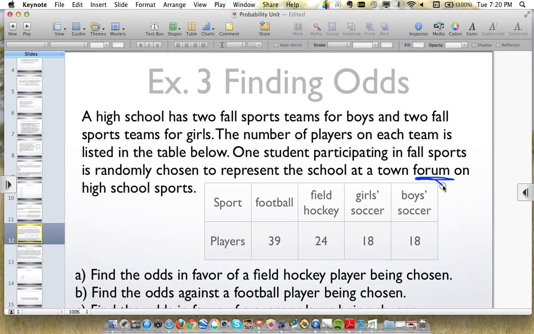So here's our table. We have the sport, we have the players. So football, field hockey, girls soccer, and boys soccer. Football is traditionally considered a boys' sport, and field hockey is traditionally considered a girls' sport. That's the 2 girls and 2 boys teams listed.